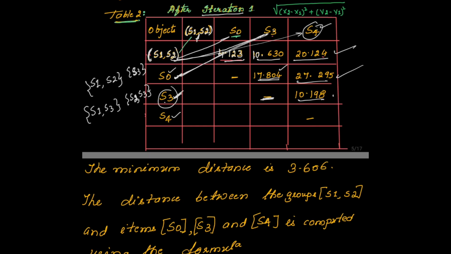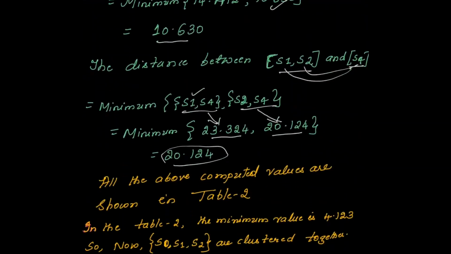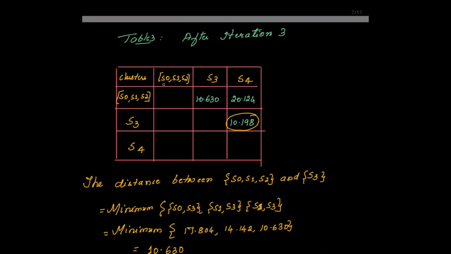In the second table, now you just check what the minimum value is. The minimum value is 4.123, this one. That value corresponds to S0 and here S1 comma S2. So your data points S0 comma S1 comma S2, these three, will come in one cluster. When you put all three data points into one cluster, your table will appear like this. This table is after iteration 3: S0, S1, S2, and the remaining are only S3, S4. The distance between these two is not applicable.